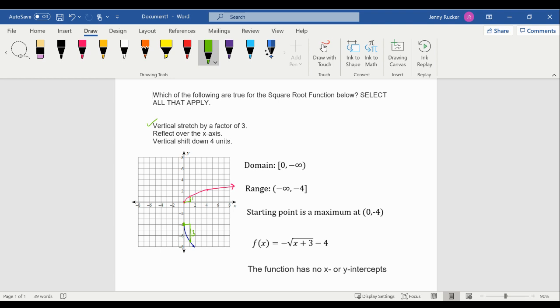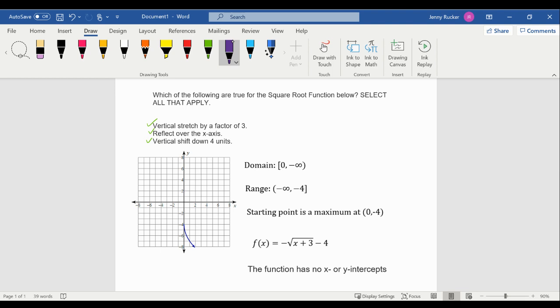This function is decreasing instead of increasing, so it was reflected over the x-axis. Let's take a look to see if our starting point went down 4 units. So here our starting point goes 1, 2, 3, 4, down 4. So it looks like we do have a shift down 4. So this is the graph of this function. We can use this graph to help us determine if these other selections are correct.